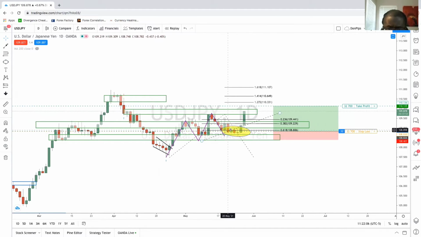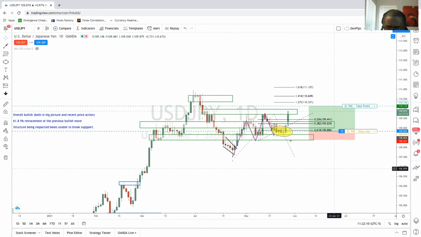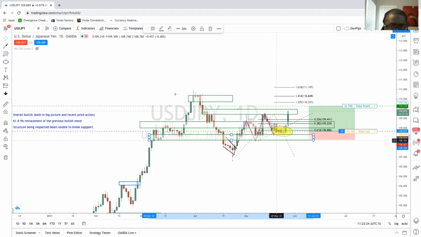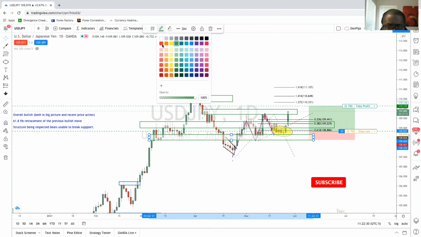For 1, 2, 3, 4, 5 days, right? Five days, bears were unable on this retracement level, right? Because we pushed up, we retraced, we pushed up, we retraced, and the bears were unable to break this support here. Let me change the color here just quickly so that you can see exactly what I'm talking about.